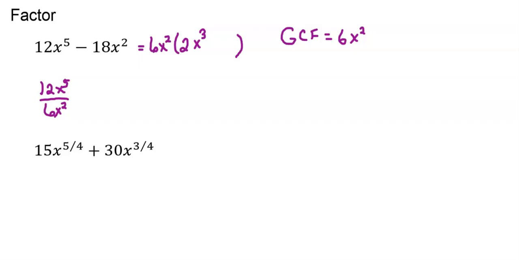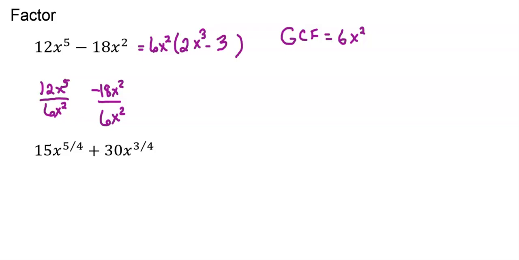You could also use exponent rules, and that might be a little bit better to think of it that way as we move forward to these fractional exponent problems. If you say 5 minus 2 is 3, that gets you the exponent on the x to the third. And then for the minus 18x squared, if we think about what that would look like if we divided it by the greatest common factor, the 6x squared, negative 18 divided by 6 is negative 3, and then x squared divided by x squared is 1, so negative 3 times 1 is negative 3. So now we've got the factored form of our original polynomial.